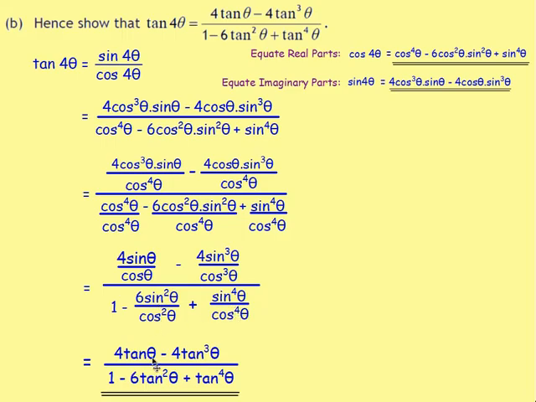So you'd have 4 tan theta take away 4 tan cubed theta over the 1 take away 6 tan squared theta plus tan theta to the power of 4. And that is our answer. Woo!